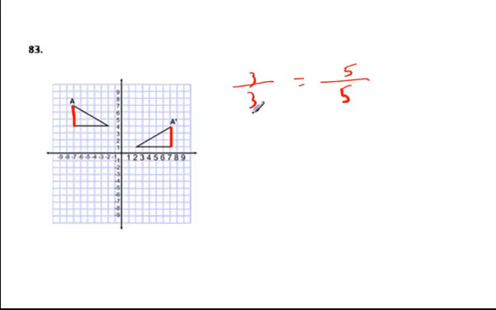Okay, if we simplify those, 3 over 3 is 1, 5 over 5 is 1. So they are exactly the same. Now, yes, this is a proportion. That's true. But in this case, it's not a dilation because our scale factor would be 1. And of course, if it's times by 1, it's the exact same shape. So we know it is congruent, though.